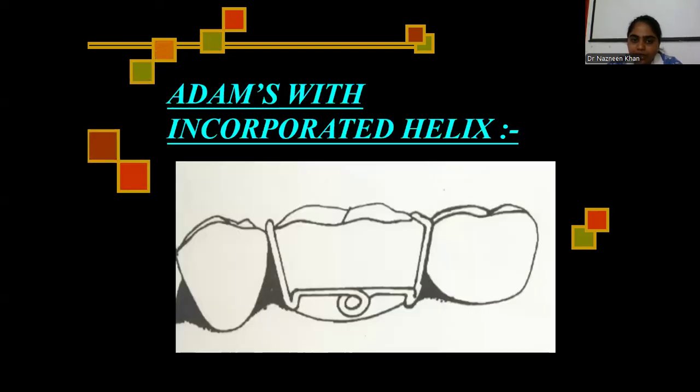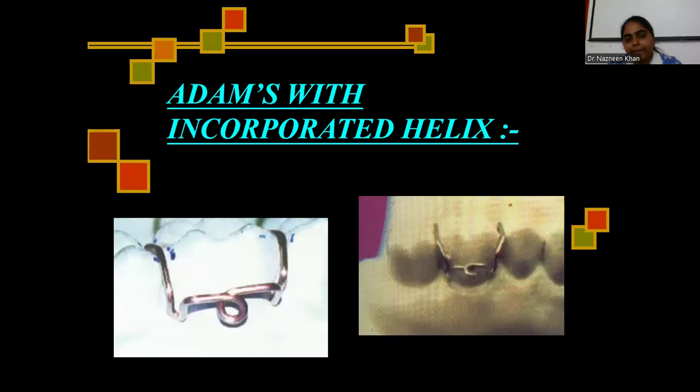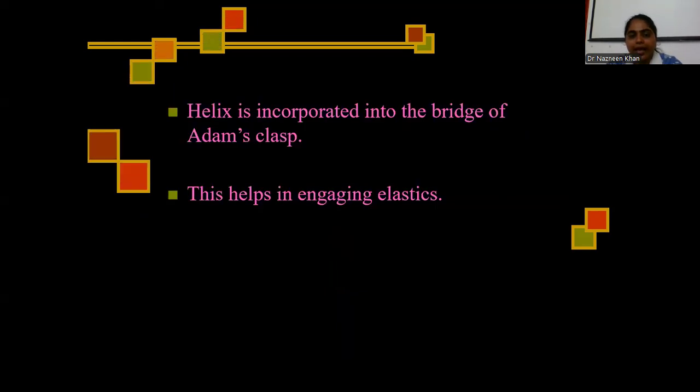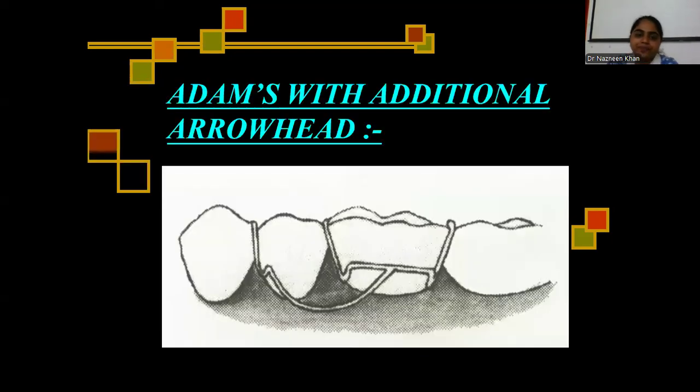This is the Adams with incorporated helix. Here the helix is incorporated with the bridge. Helix is incorporated in the bridge of the Adams clasp. This helps in engaging the elastic. We use this also for elastic.